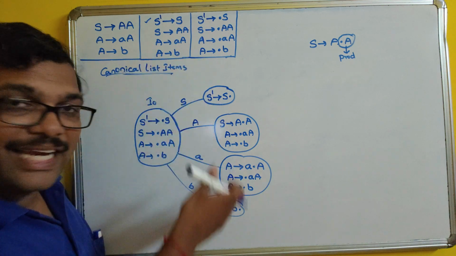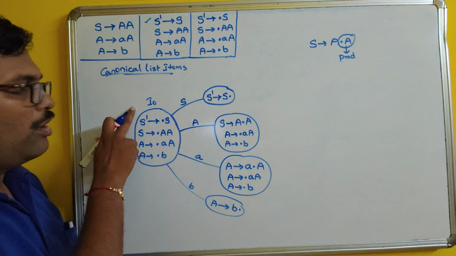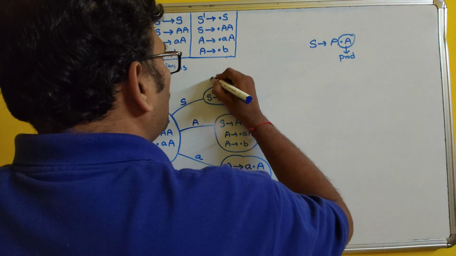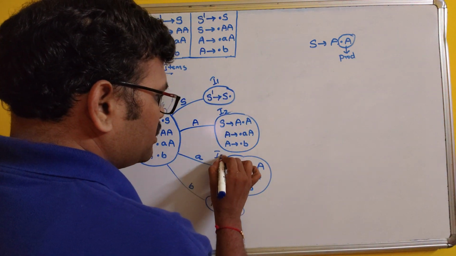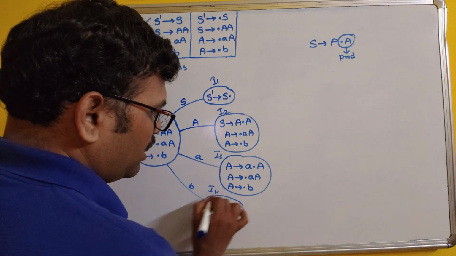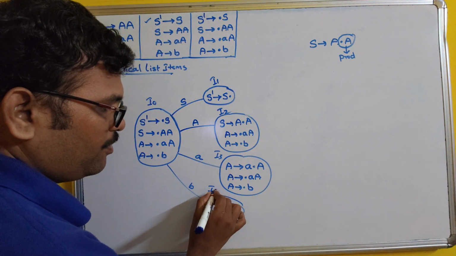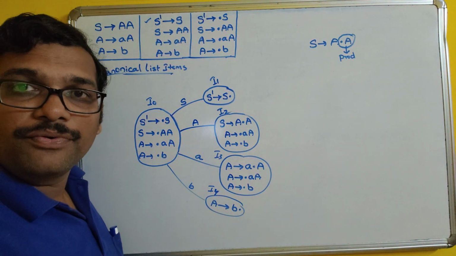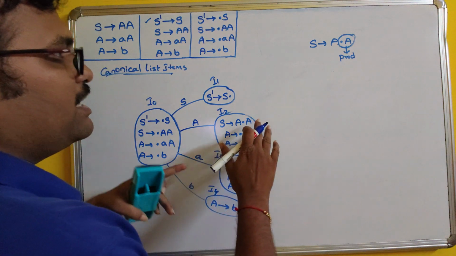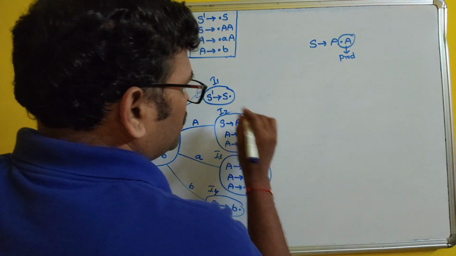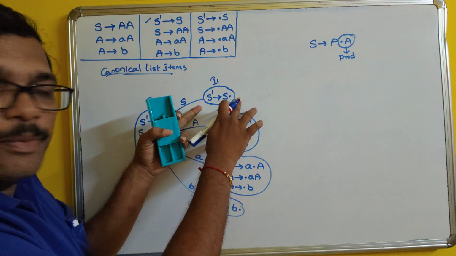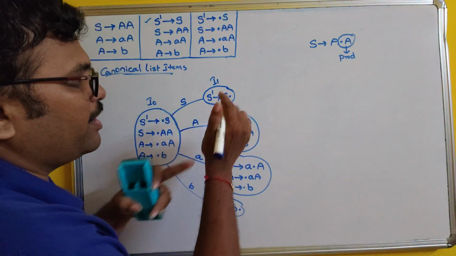Now give the state numbers here. I0. Now this becomes I1, and this becomes I2, and this becomes I3, and this becomes I4. Now expand this one. So this cannot be expanded, right? This cannot be expanded. So this can be expanded.